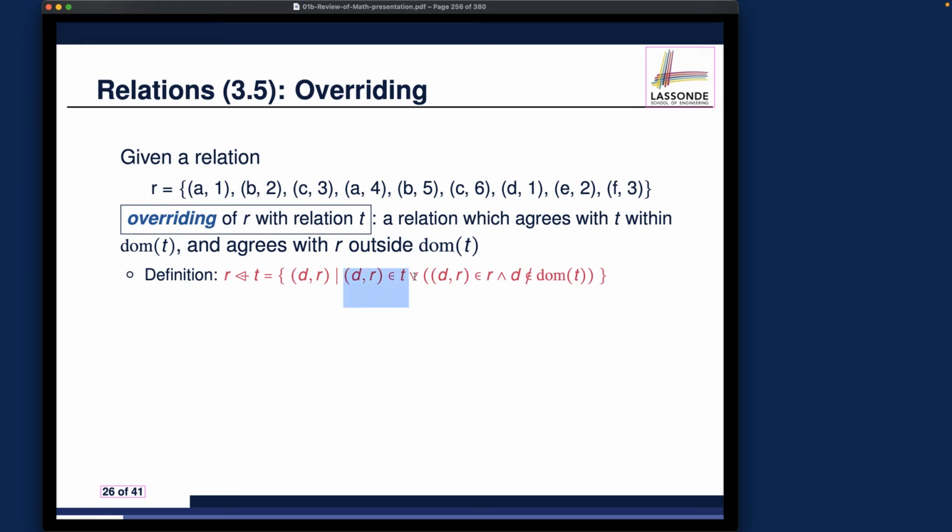The first kind of ordered pair that will be included in the final relation is just T, given that each pair is a member of T. And also, it's going to include all those pairs in R as long as the domain value is not in the domain of T. Intuitively, you want to make sure this part is a relation, and this part is just another relation, and that the domains of the two relations do not overlap. That's why one part is about the domain of T, and the other part is about not the domain of T.